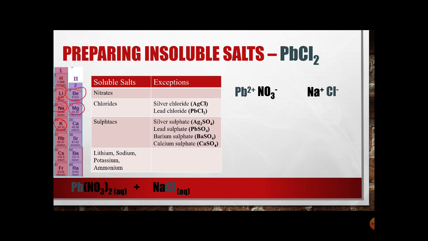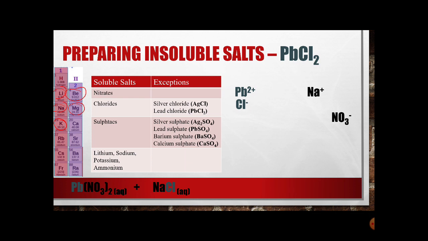Because these salts are soluble, they will separate into their ions when placed in water. Recall that particles are in constant motion and can collide, resulting in a chemical reaction. So, when lead and chloride ions collide, they will form the precipitate of the insoluble salt, a solid lead chloride. The other ions would form a soluble salt, sodium nitrate.